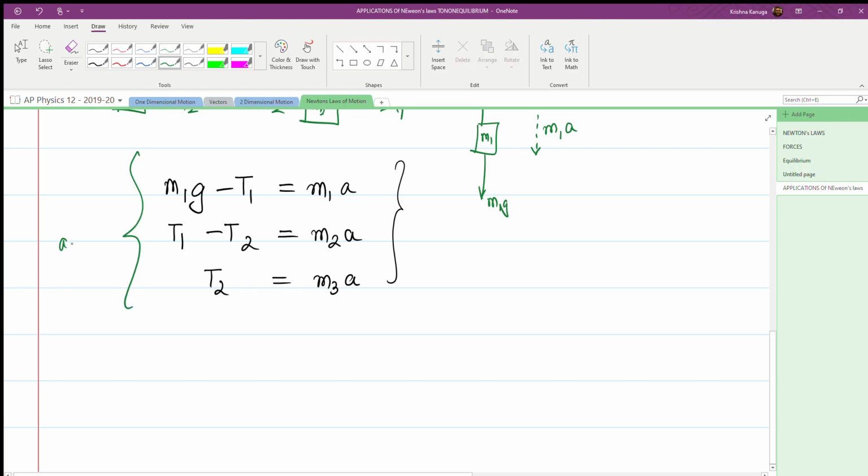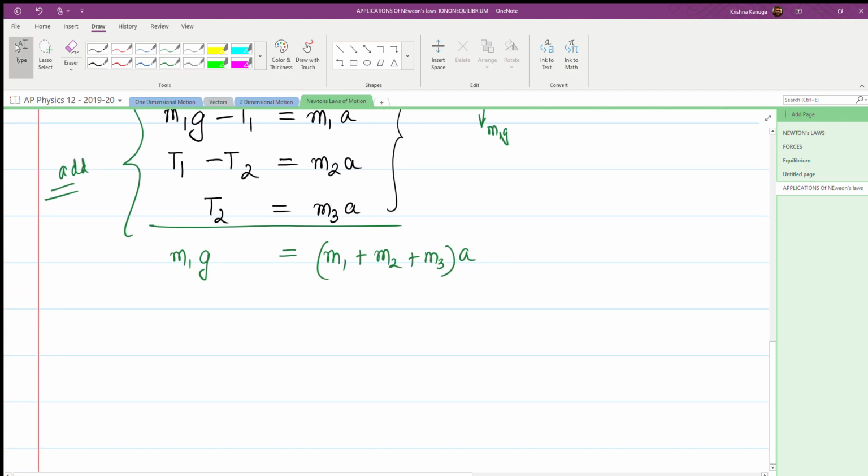So you see, if we were to add up these equations, just simply add them all up, what we would notice is that on the left hand side, the only thing that survives is M1G. And on the right hand side, we have our three masses, and we can write this as M1 plus M2 plus M3, and then we can factor the A out. You could write it as M1A plus M2A plus M3A, and then factor the A out. I just chose to do it in one step. Now we have the answer. We have A is equal to M1G divided by M1 plus M2 plus M3.